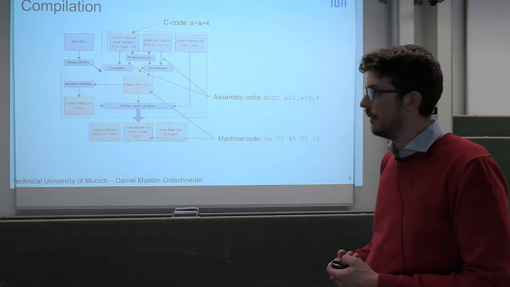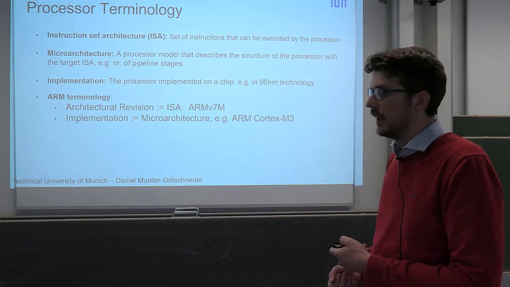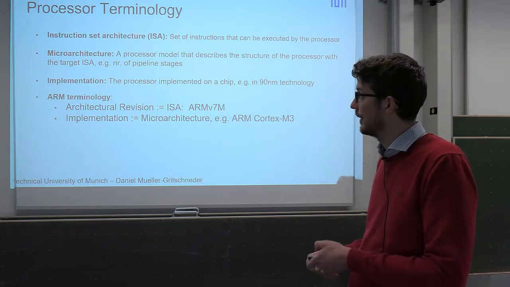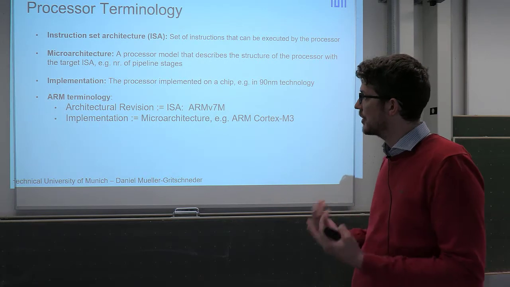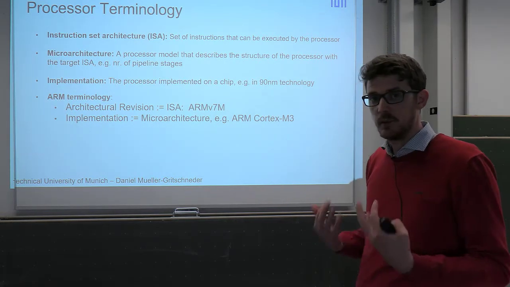Okay, good. So now let's have a closer look into this assembly code and the ISA. First of all, there are different terms used for processors. We now learned what an instruction set architecture is, right? We will later also look at what the microarchitecture is.